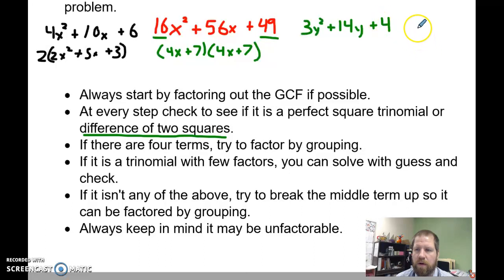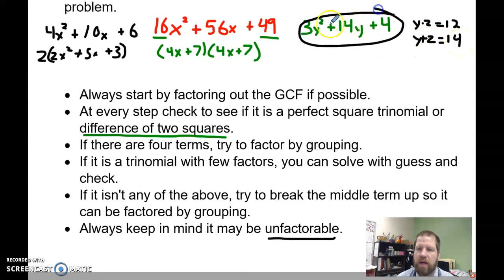So I'd be looking for 2 numbers that multiply to equal 12. So y times z equals 12, and y plus z equals 14. And then the other thing to keep in mind is sometimes it's going to be unfactorable. There are no numbers that when you multiply them together equal 12, and when you add them together equal 14. So this one would be unfactorable. So keep that in mind.